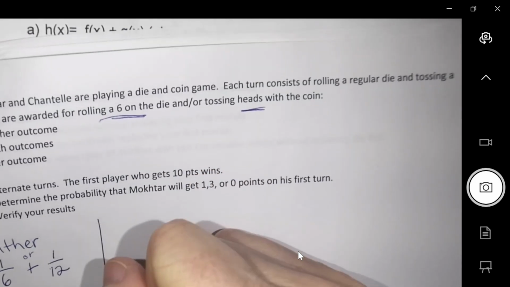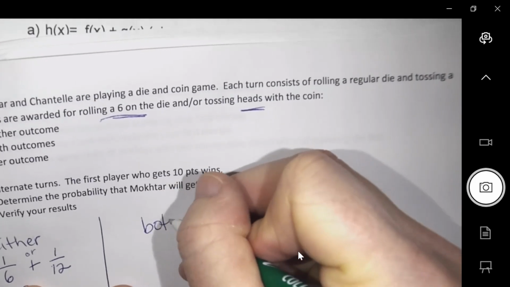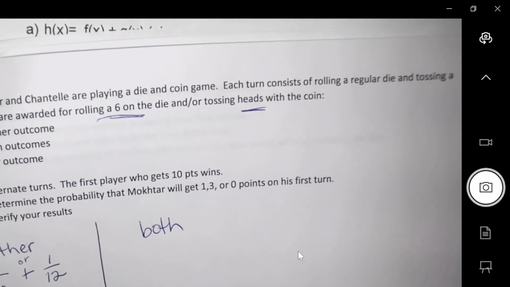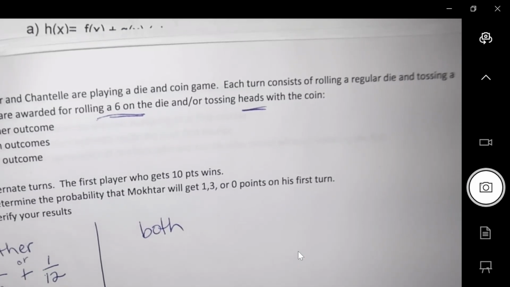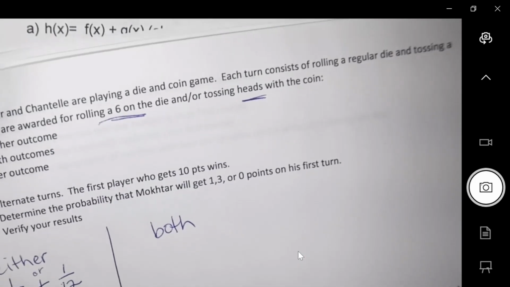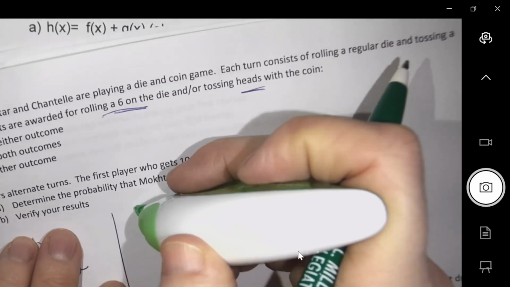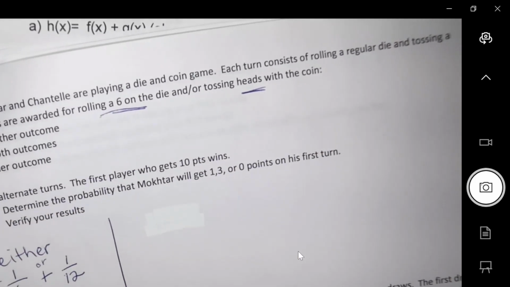Okay, 3 points. What is the probability that you would get both things happening? Okay, actually I have to do this differently. I think I did this wrong. Backtracking, I think I did this wrong. I think I have to think about this differently. I'm sorry.